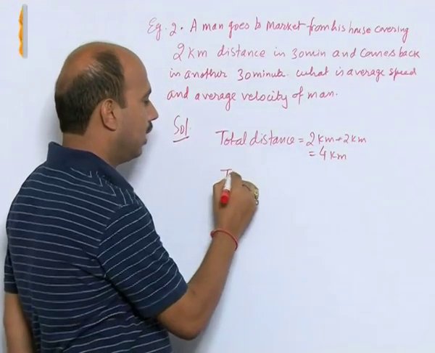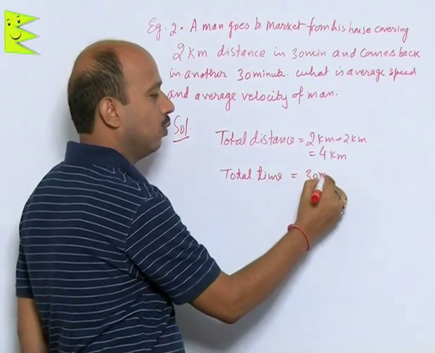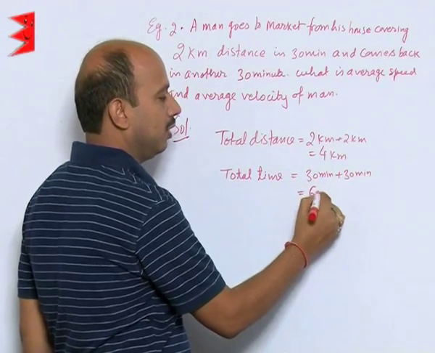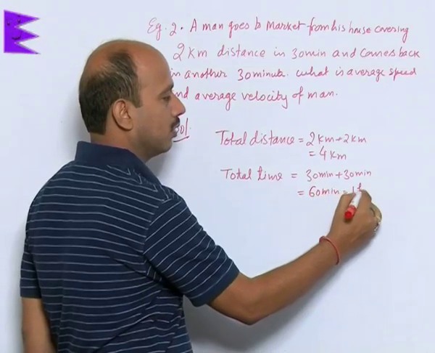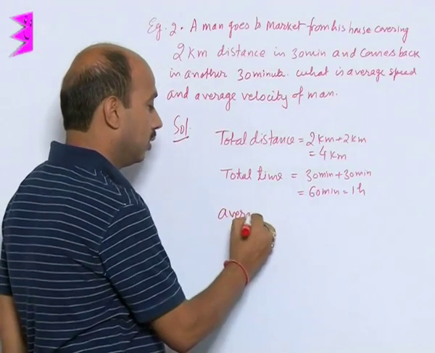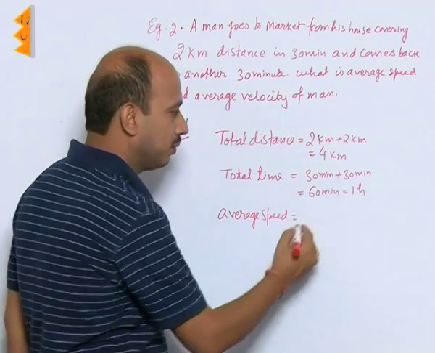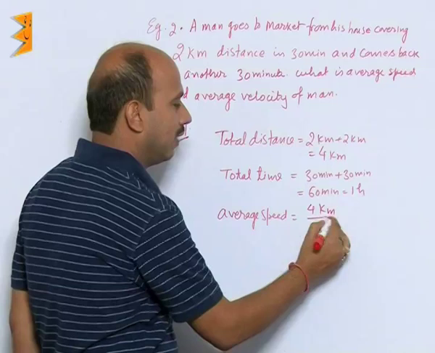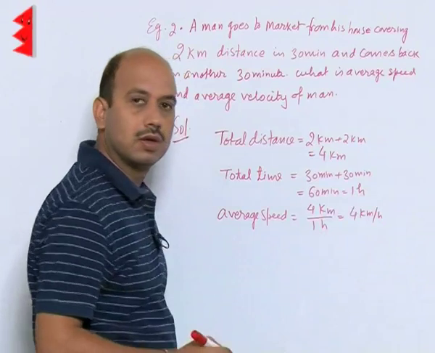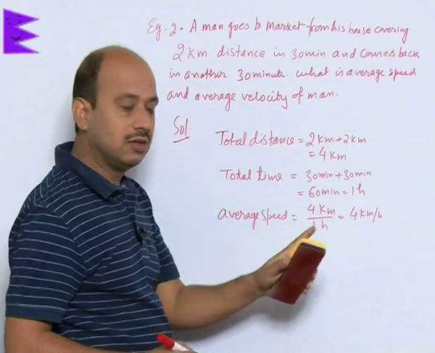Now, total time is equal to 30 minutes while going plus 30 minutes while coming back, that will become 60 minutes, which is equal to 1 hour. Now, what is average speed? Average speed is equal to total distance upon total time, that means 4 kilometer divided by 1 hour is equal to 4 kilometer per hour. So, kilometer per hour can also be used to represent speed.